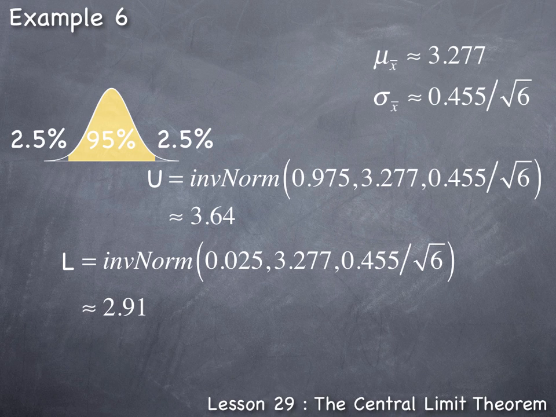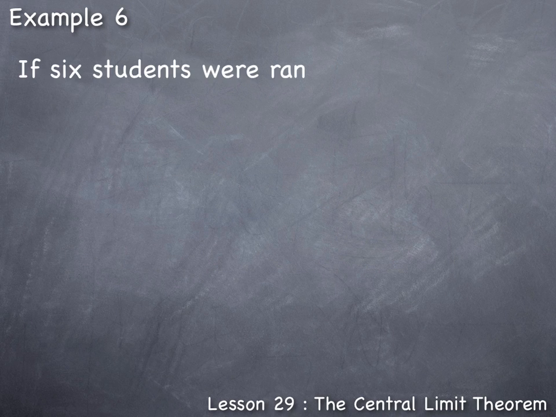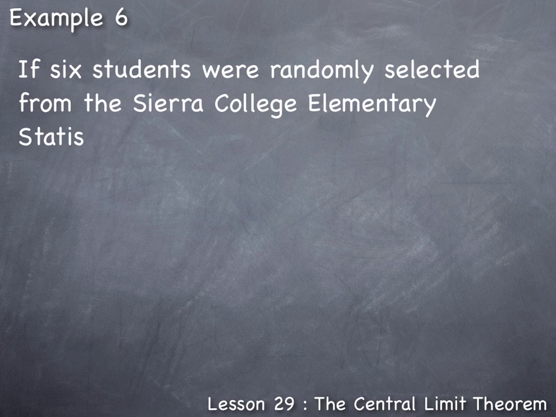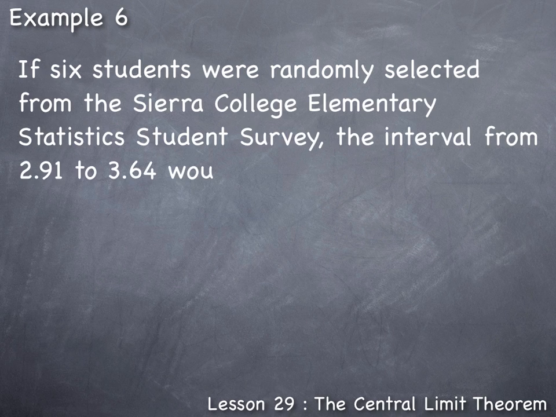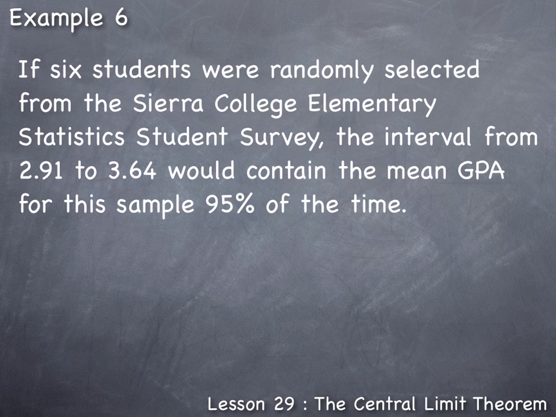So, to express our answer in words, we can say, if 6 students were randomly selected from the Sierra College Elementary Statistics Student Survey, the interval from 2.91 to 3.64 would contain the mean GPA for the sample 95% of the time. So even before this random sample of 6 students was taken, we can predict that the resulting mean GPA for these 6 students would turn out to be a value somewhere between 2.91 and 3.64, and this result would be correct 95% of the time.